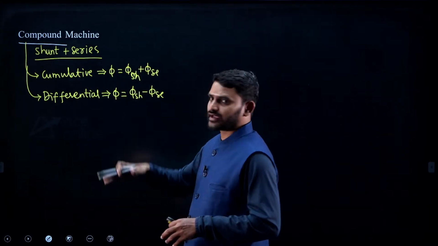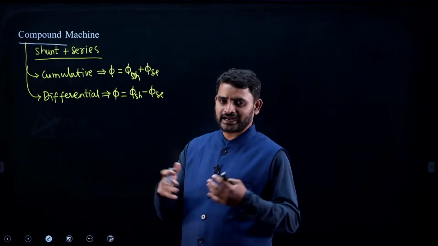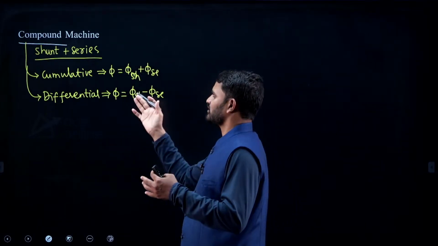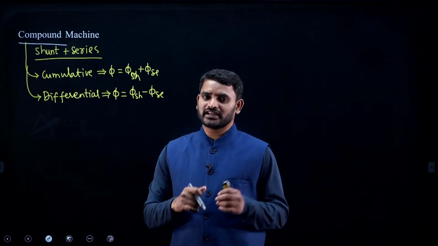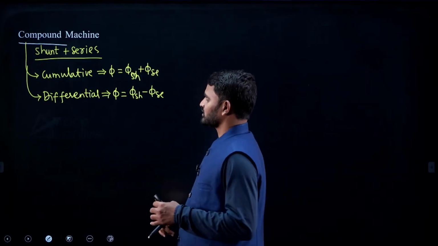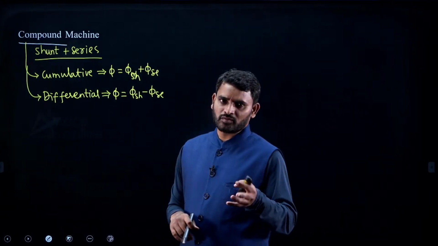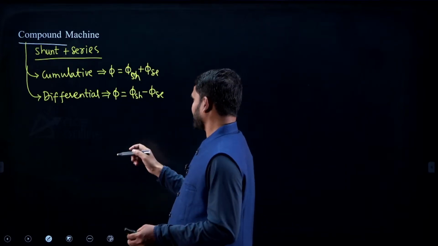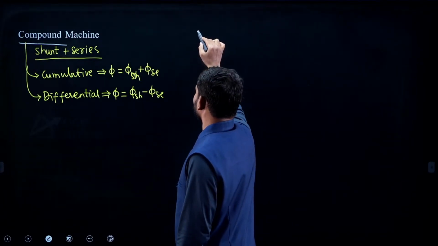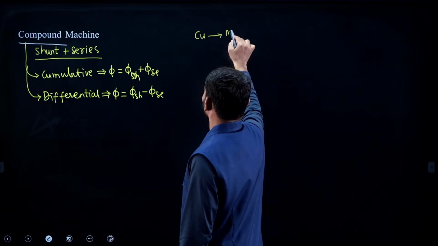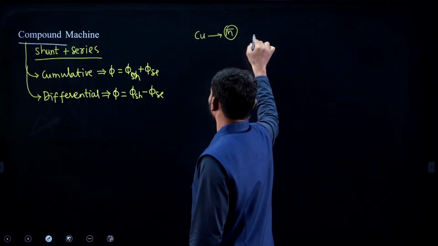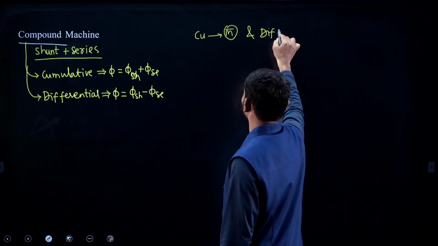Based on this you can take up the characteristics. The compound generator looks almost similar to the shunt generator, and the compound motor characteristics will be like this. I am taking motor characteristics, cumulative motor and differential motor.